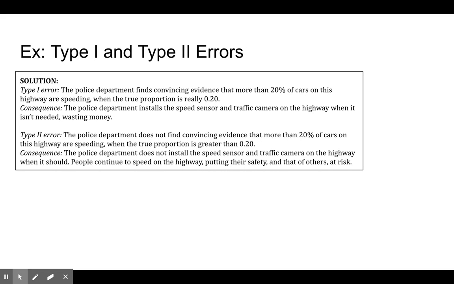And a type 2 error would be the police department does not find convincing evidence that more than 20% of cars on this highway are speeding when the true proportion is greater than 0.2. The consequence of this would be that the police department does not install the speed sensor and the traffic camera on the highway when it should. People would continue to speed on the highway, putting their safety and that of others at risk.